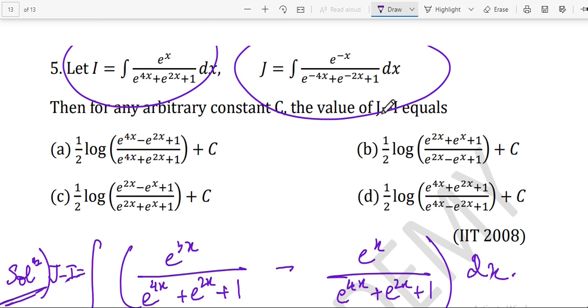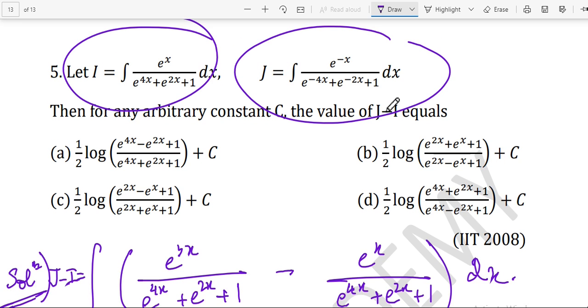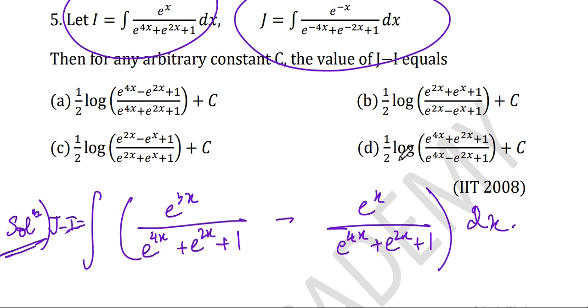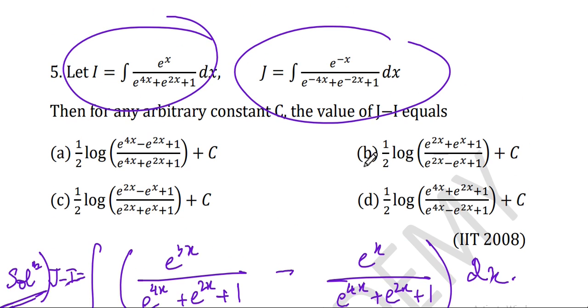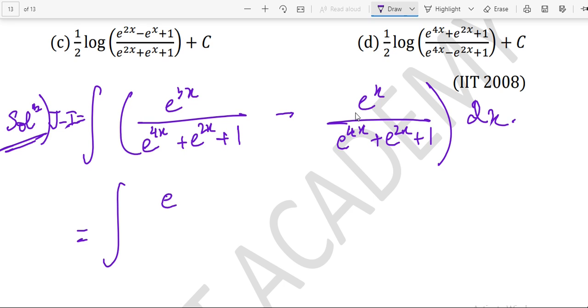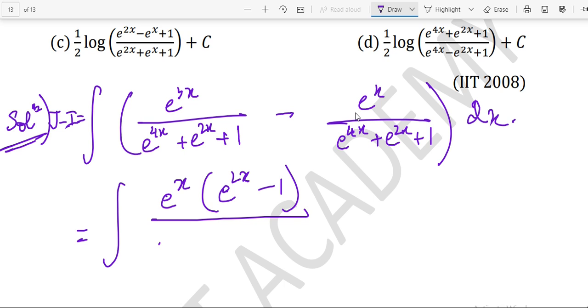We got the value of e to the power minus x divided by e to the power minus 4x plus e to the power minus 2x plus 1. So we have simplified this. Why? Just to make the denominator equal, so it is easier for us to calculate now. We can take e to the power x common and write this as e to the power 2x minus 1 divided by the denominator, which is now common, e to the power 4x plus e to the power 2x plus 1, d of x.